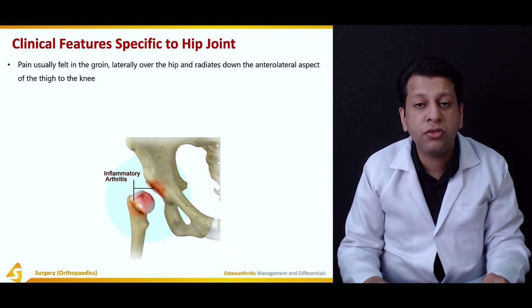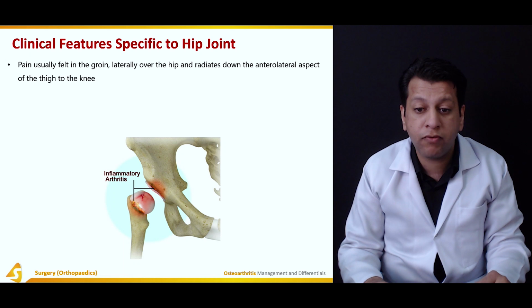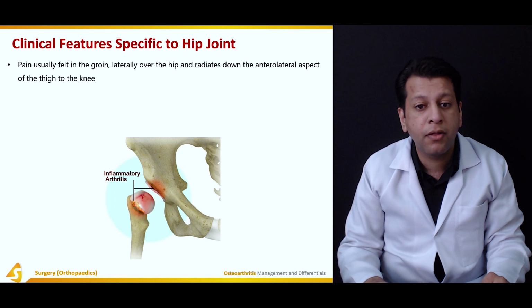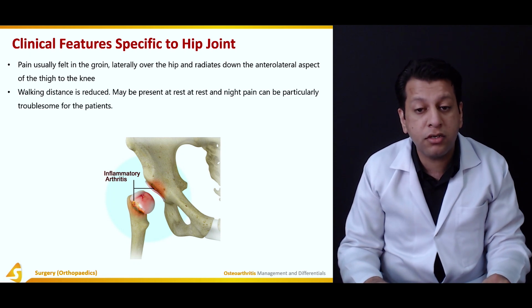Other clinical features are specific to the hip joint. Pain is usually felt in the groin, laterally over the hip, and radiates down the anterolateral aspect of the thigh to the knee. Walking distance is reduced. Patient may present with pain at rest, and night pain can be particularly troublesome for the patients.